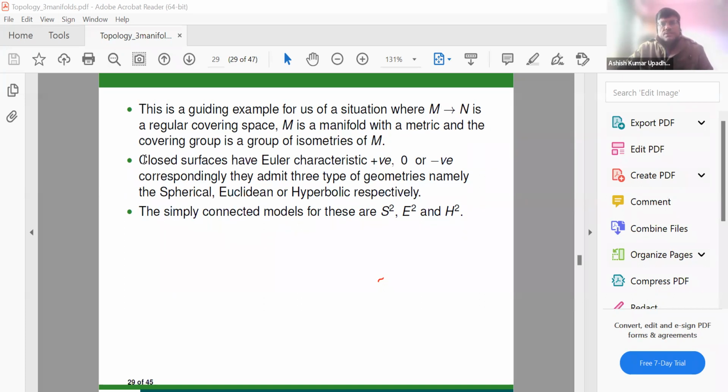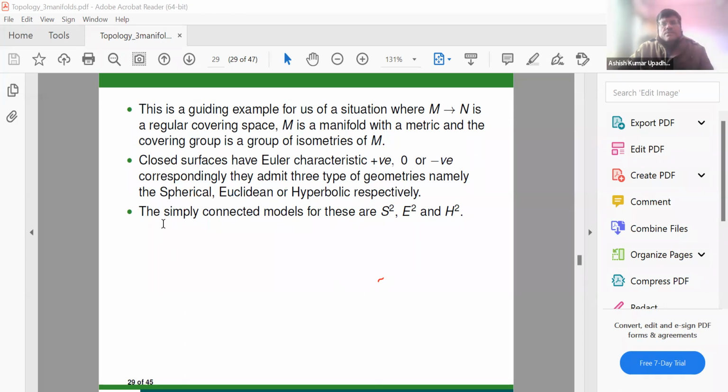Now talking about closed surfaces. As all of us know, up to scaling, the Euler characteristic of closed surfaces is either positive, zero, or negative. Correspondingly, they admit three types of geometry, named spherical geometry, Euclidean geometry, and hyperbolic geometry respectively. So spherical geometry corresponds to positive Euler characteristic, Euclidean to zero Euler characteristic, and the hyperbolic case to negative Euler characteristic.